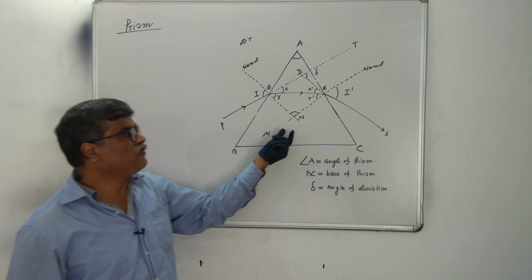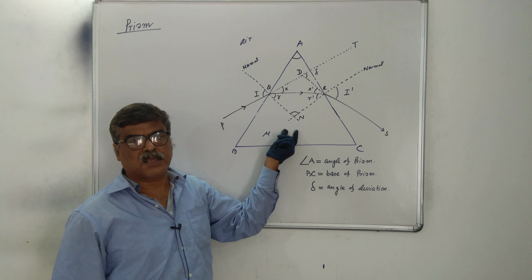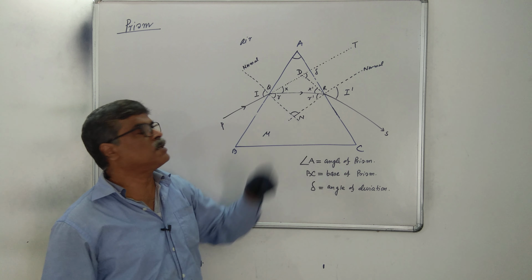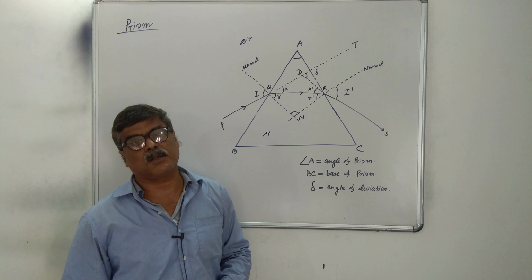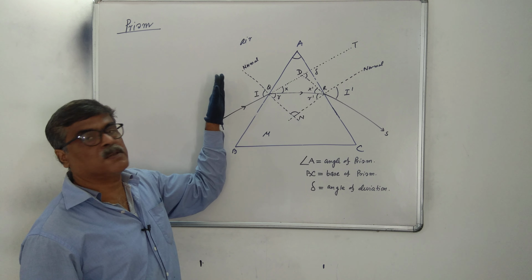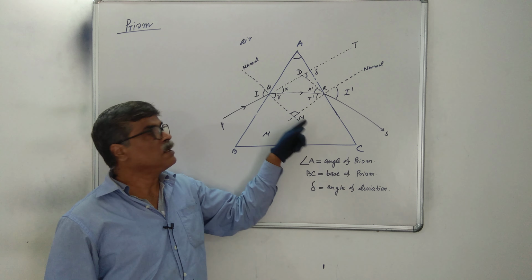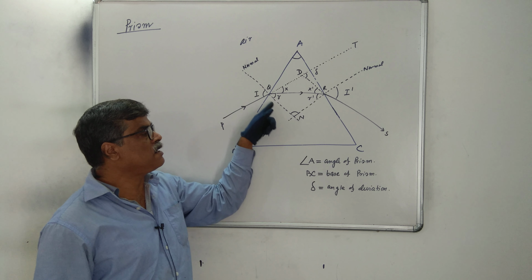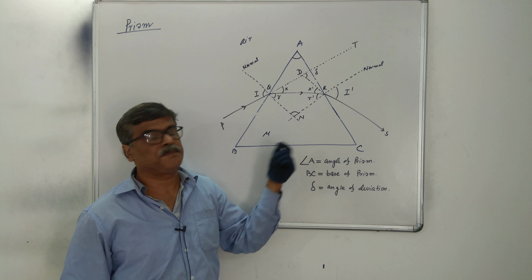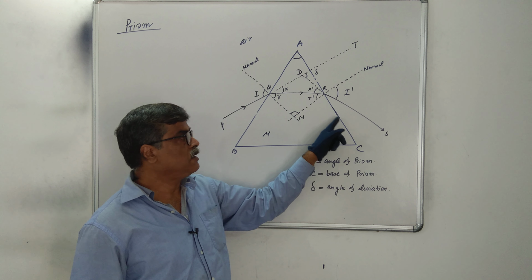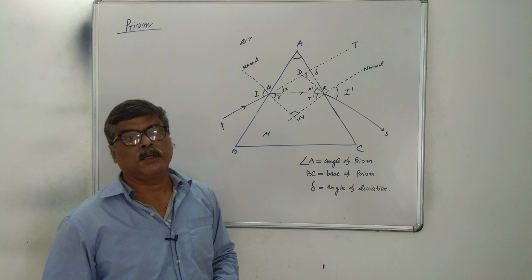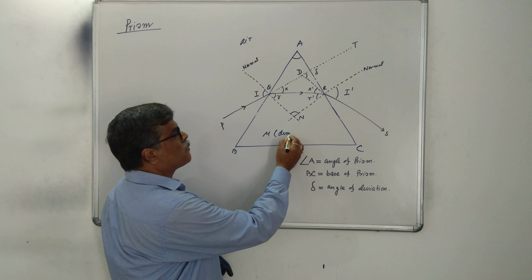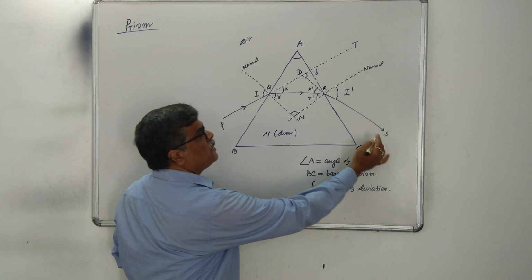When this ray is refracted through the prism, inside the prism the refracted ray bends towards the normal, because light passes from rarer to denser medium. This is the normal, that is, it bends towards the base of the prism. And in the second phase, refraction will again occur. Here, the light ray passes from denser medium to rarer medium.